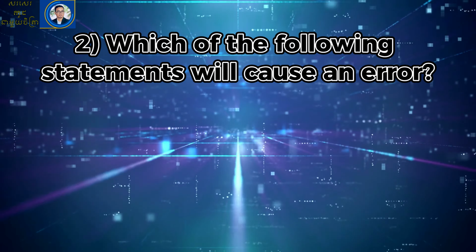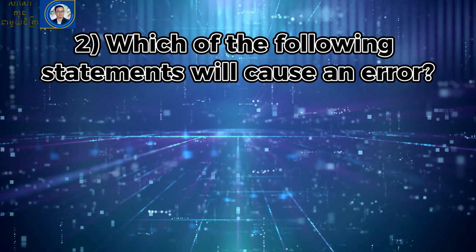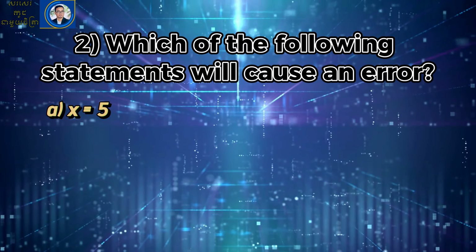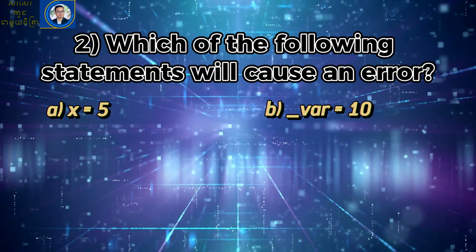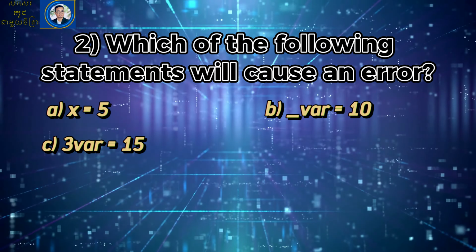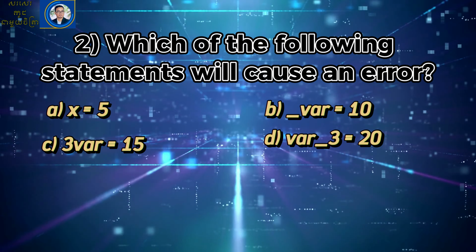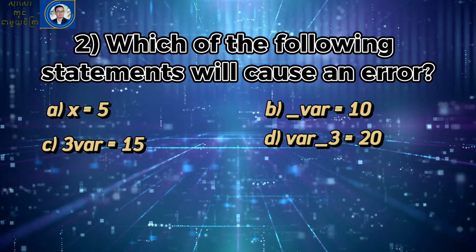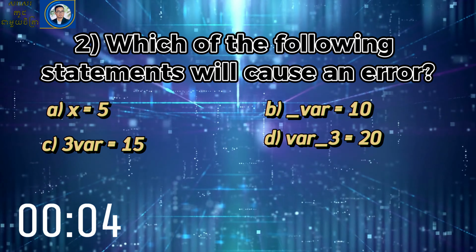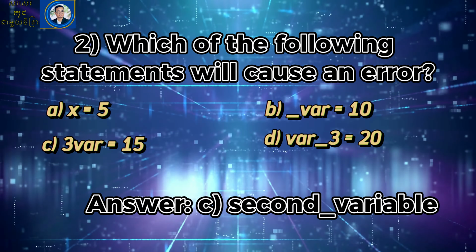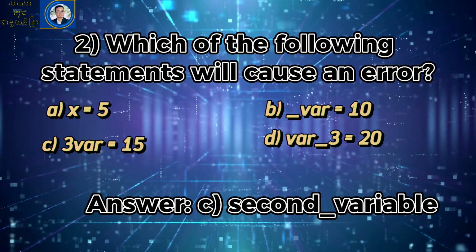2. Which of the following statements will cause an error? A. x = 5. B. _var = 10. C. 3var = 15. D. var_3 = 20. Answer: C. 3var = 15.